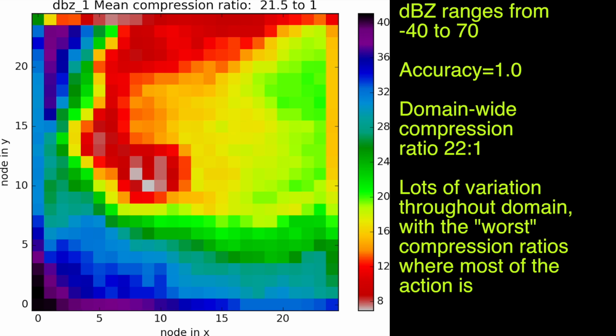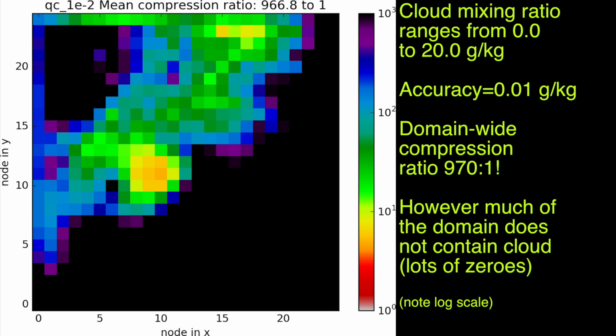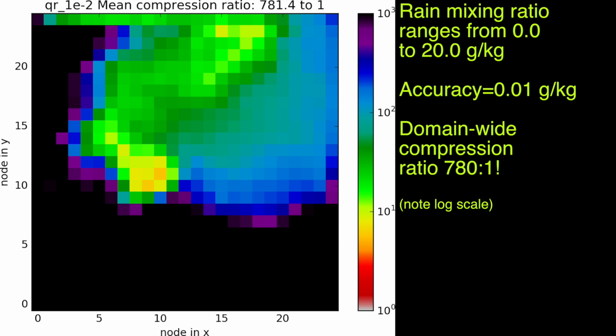So here, using 1 for accuracy, I get a mean compression ratio over the domain of about 22 to 1. You see less compression in the area where most of the action is. Pressure, I get about 30 to 1. And again, for all intents and purposes, the data looks lossless to me for most of the things I do. Cloud and microphysics variables compress extremely well, primarily because you have a lot of zeros, so any compression algorithm will do well. But still, even so, this is a lot of accuracy, and we get a tremendous amount of compression. So that's really nice.